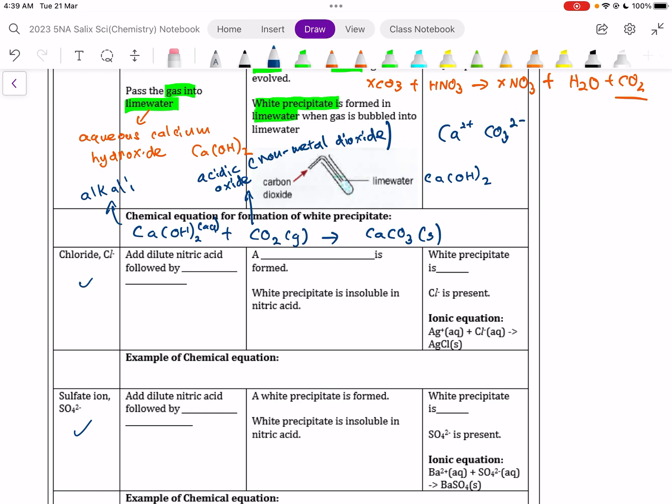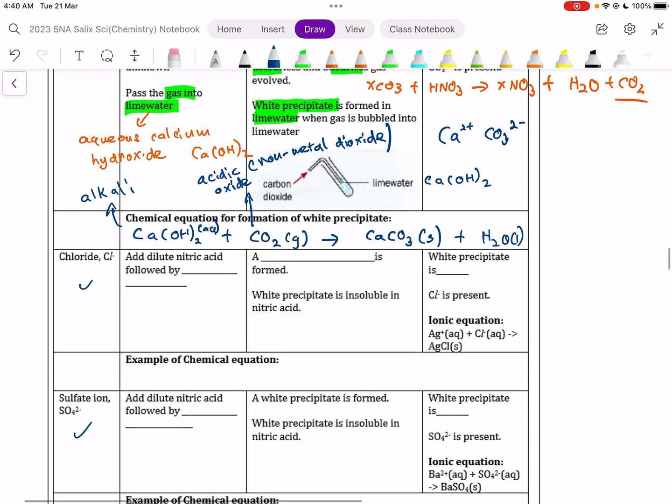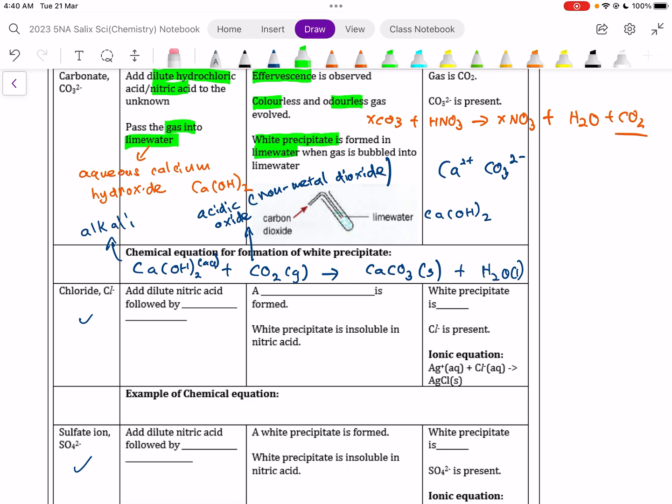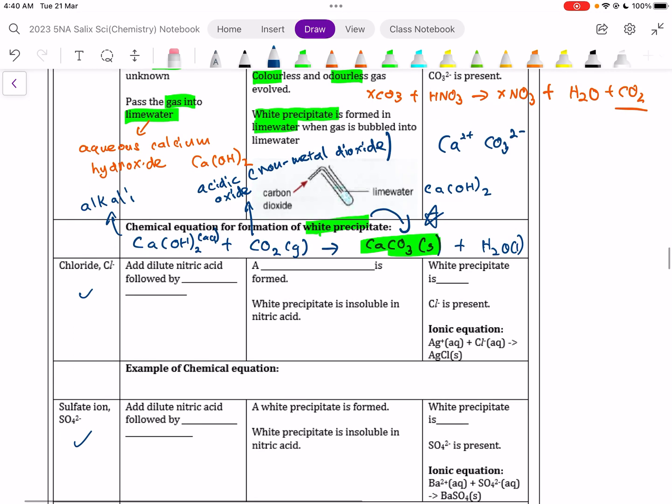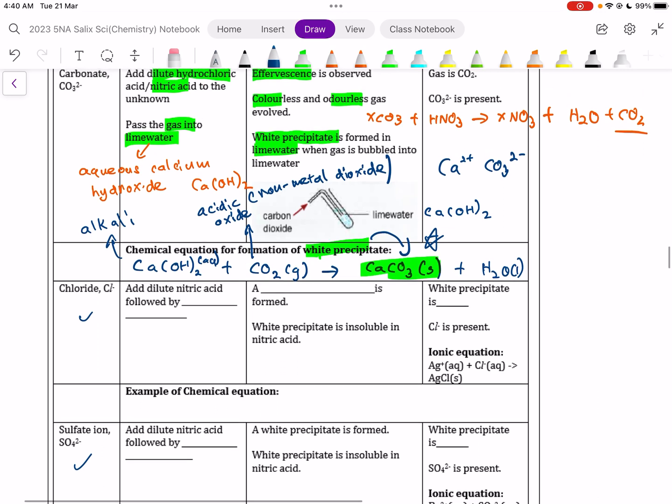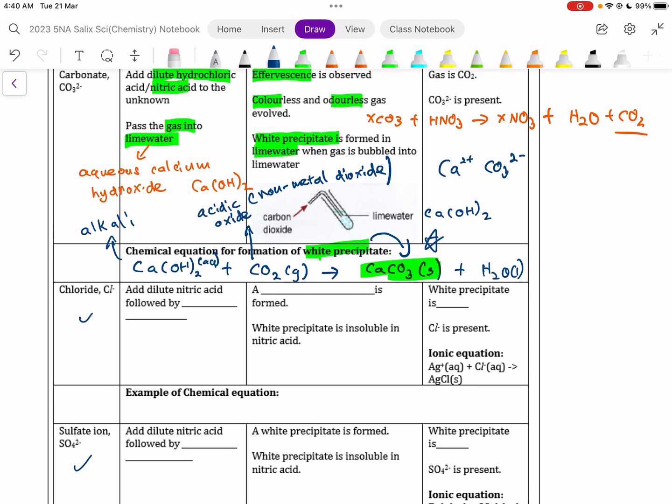Calcium carbonate is an insoluble salt, that's why it's a white precipitate, then plus your water. So what is that white precipitate? The white precipitate is actually calcium carbonate. Sometimes they ask you what the white precipitate is, so you must know. This one is important to know. Next, take note: the white precipitate is calcium carbonate.